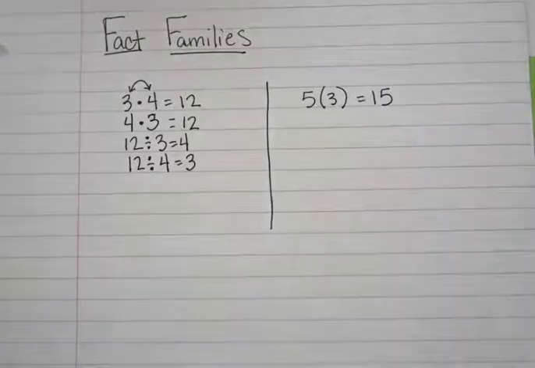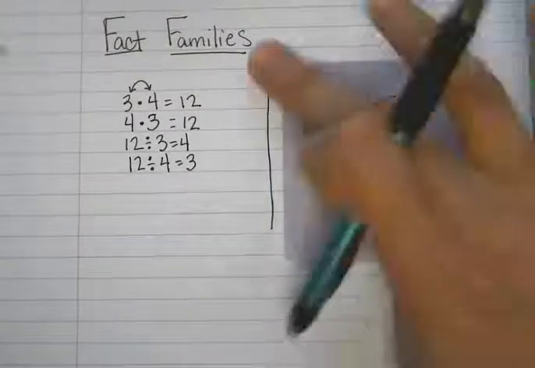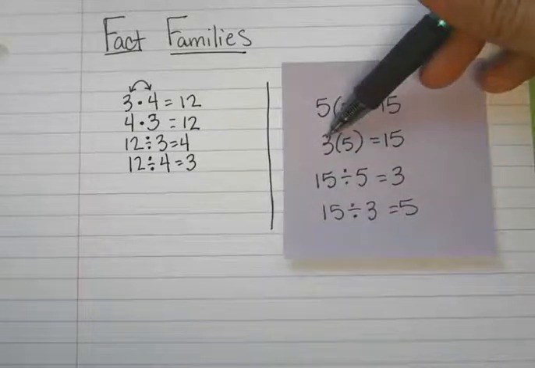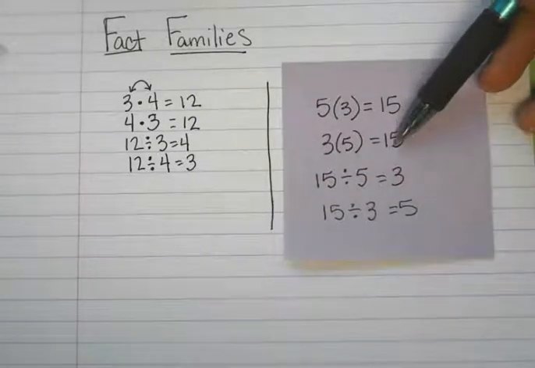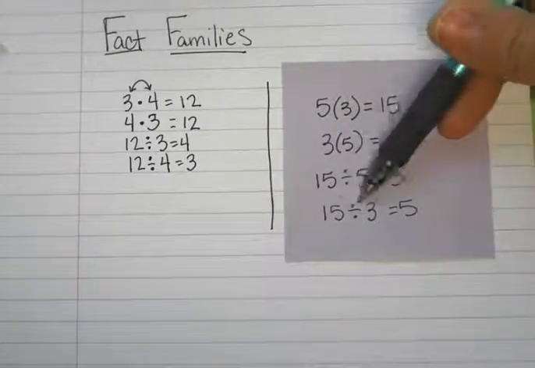All right, great work. Let's see if you came up with the same thing I did. I have 5 times 3 equals 15. 3 times 5 equals 15. 15 divided by 5 equals 3. And 15 divided by 3 equals 5.